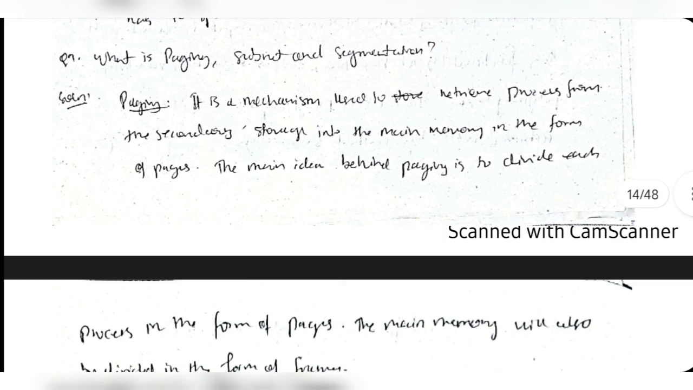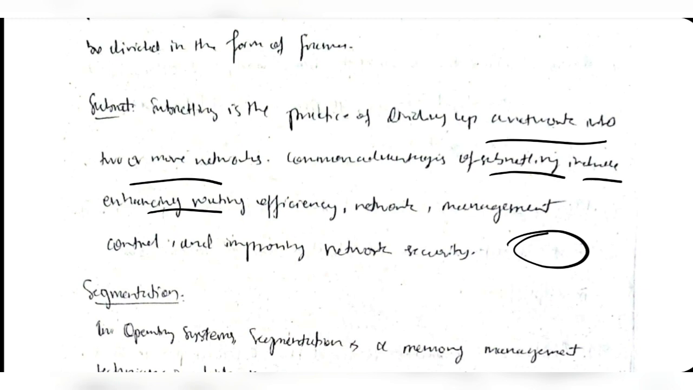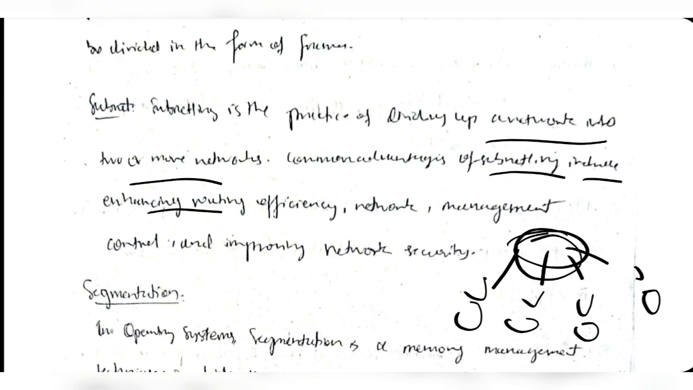What are paging, subnet, and segmentation? Paging is indexing the values for a particular page. Subnetting happens when a lot of networks are connected to a single network. That means it will have the main connection, and it will have subnets within it. The main connection handles the subnets among its own, and that is known as subnetting.